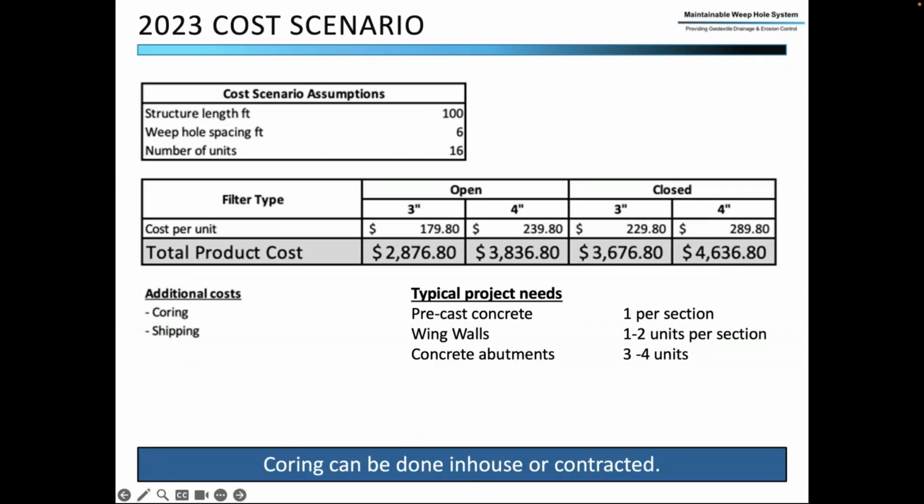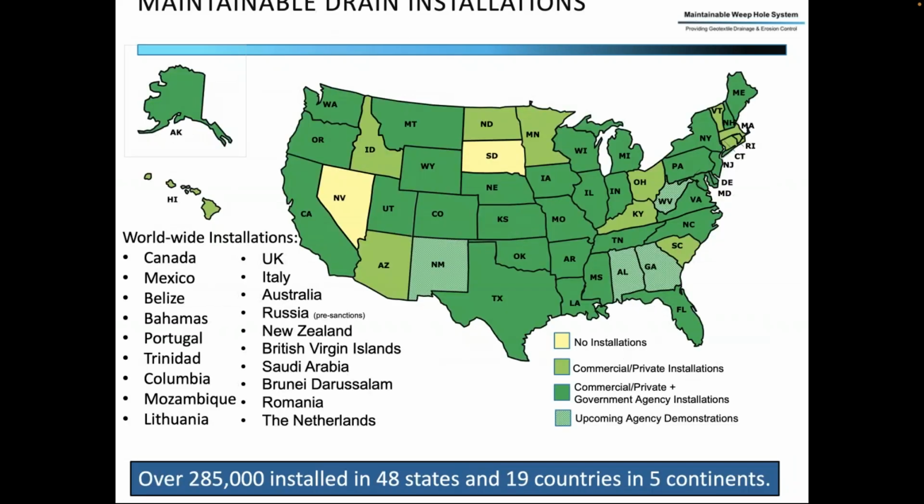I just want to give a real quick cost scenario. If you have a 100-foot wall, and let's say you put in units that are 6 feet apart, you need 16 units. The product cost to do that project is less than $5,000. Now, there's maybe coring, there may need to be some other things done, but from a cost point of view, it's a very minimal investment.